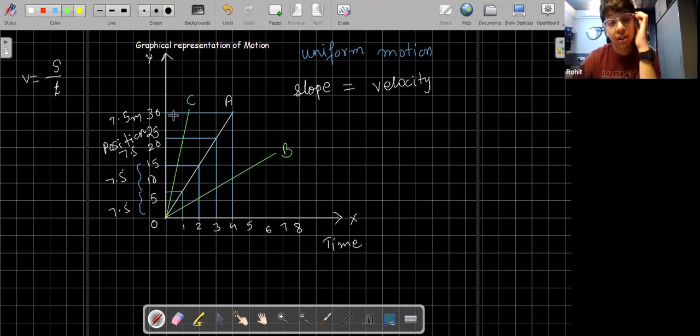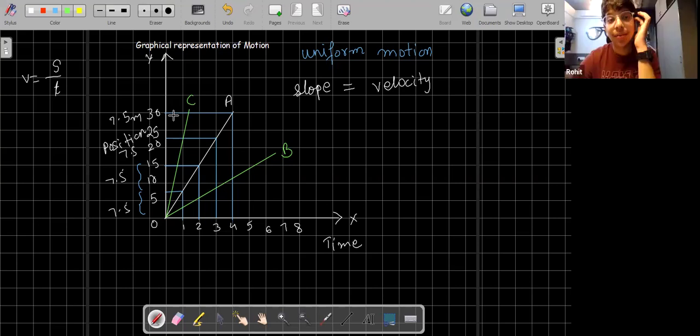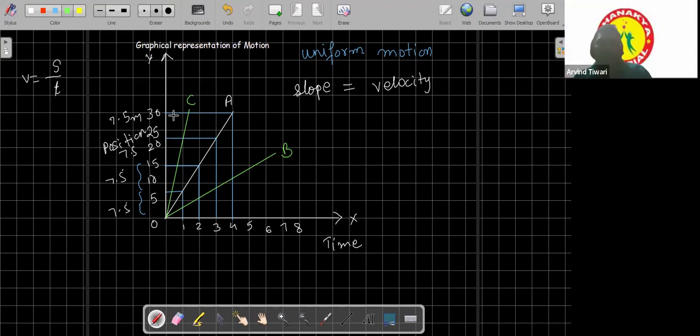Sir, B. No, sir, sorry, C. C will have the highest velocity. Harshit, C will have the highest velocity? Yes. So everywhere we find the slope of the graph, and the slope of the graph here will give me velocity, as change of displacement with time is velocity. So if I find the slope, it will give me the velocity.